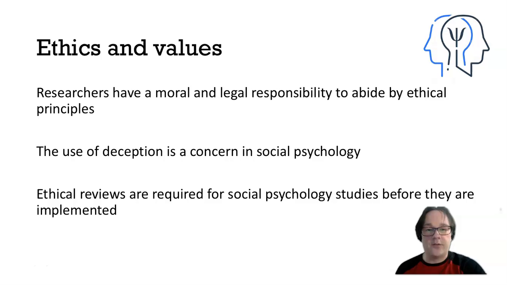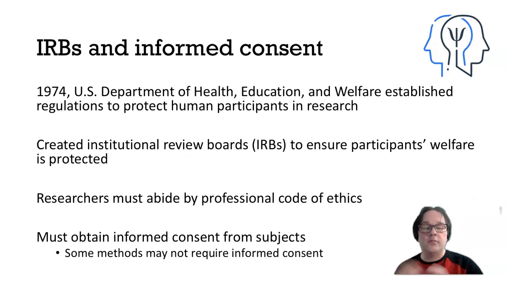Ethical reviews are required for social psychological studies, all research involving human subjects, not just social psych studies. So ethical reviews are required before you could start collecting a single piece of data, right? So who does these ethical reviews? Well, institutional review boards, also known as IRBs. And one of the main things that IRBs are going to be concerned with is this issue of informed consent.